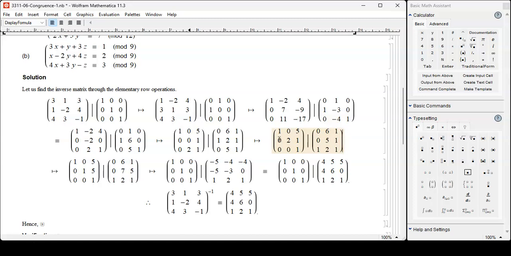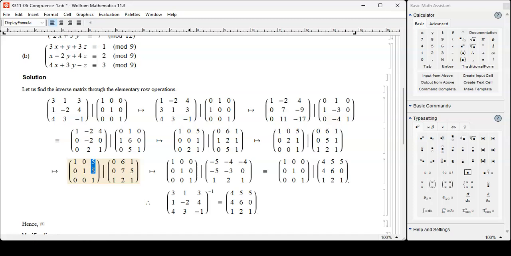So multiplying 5 to the second row. Multiply 5. 2 times 5 is 10, so we have 1. 1 times 5 is 5, all right? And then multiplying with 5 to the right-hand side, do the same thing. 5 times 5 is 25, and that's congruent to 7, etc., etc.